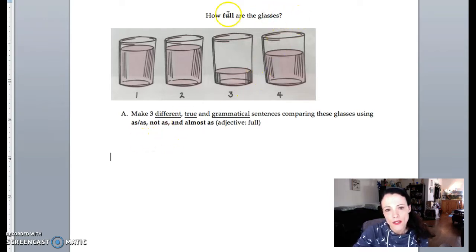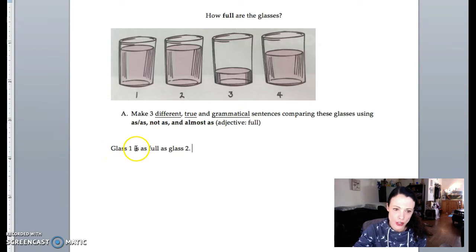My question for my first picture was, how full are the glasses? I asked you to make 3 sentences, and we're going to use "as" for all of them. So remember, "as" means the same. So which pictures are the same? 1 and 2, right? So we're going to say glass 1 is as full as glass 2. Most people did pretty well with that, but just remember you need a capital, you need a verb, and you need a period, okay?